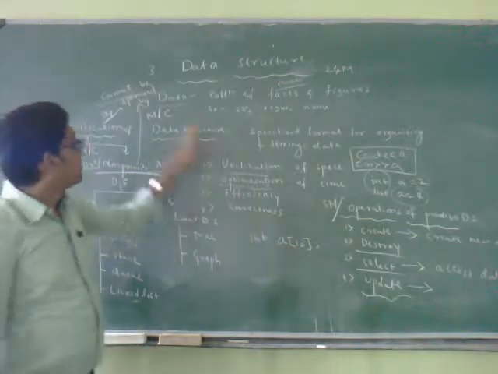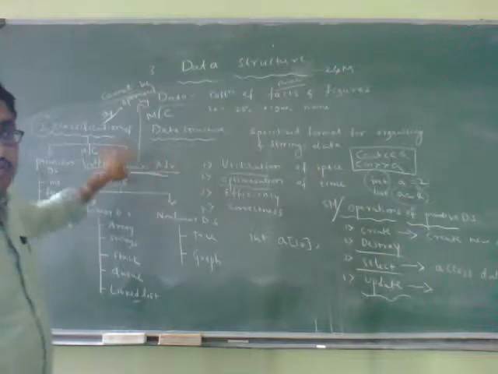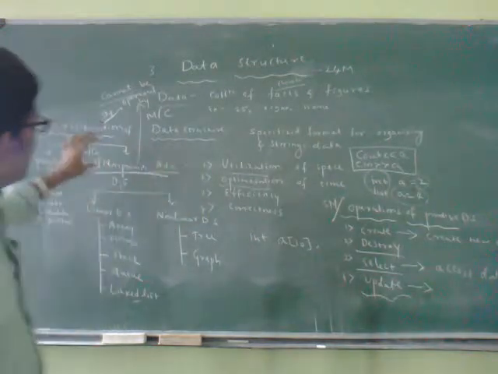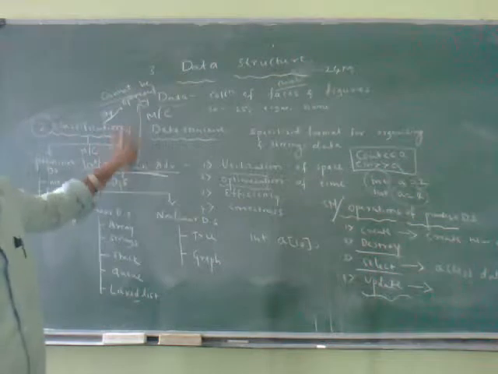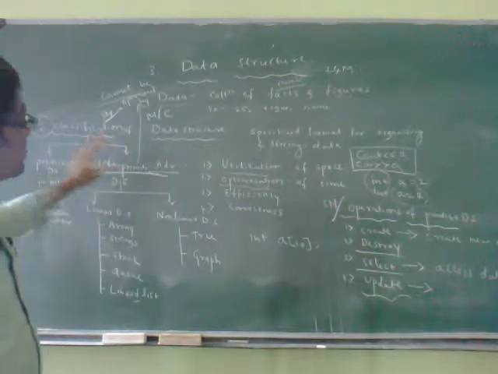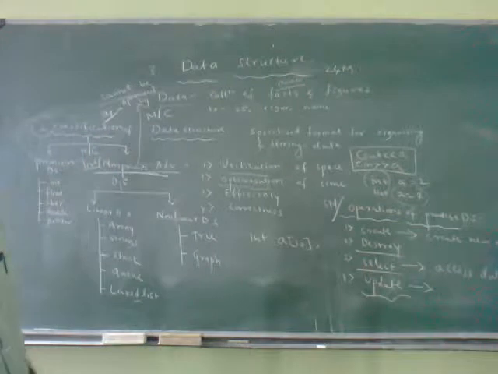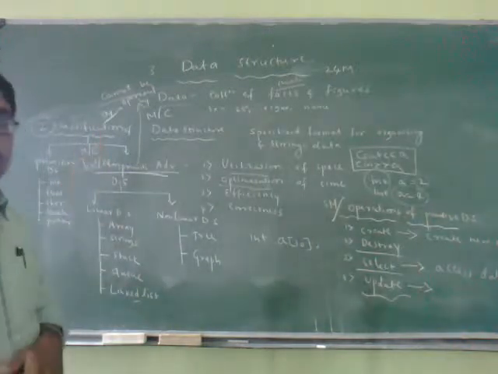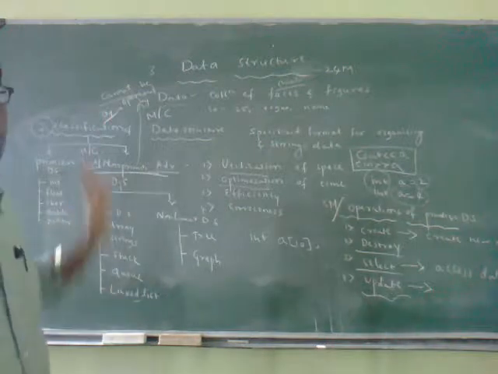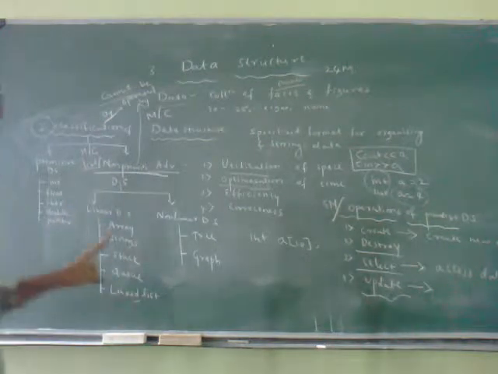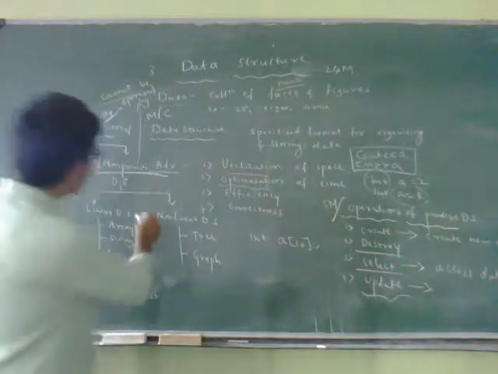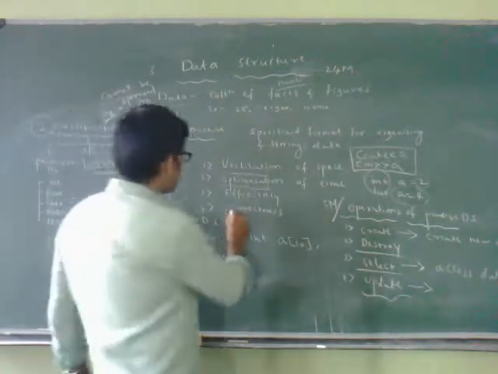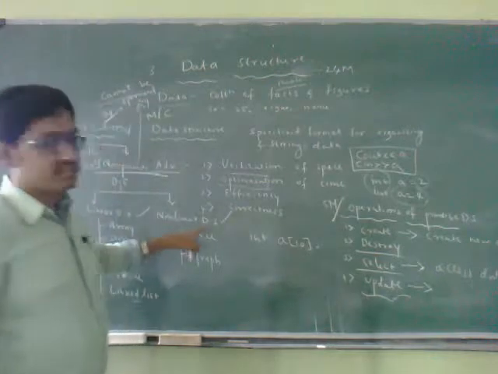So what is a non-primitive data structure? Non-primitive data structures are derived from primitive data structures, and they cannot be operated by machine level instructions. So many times in examinations this question will be asked: what is meant by non-primitive data structure? There are 2 types of non-primitive data structure: the first one is linear and the second one is non-linear.